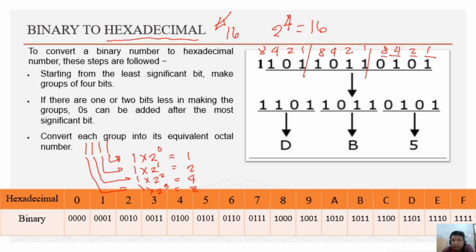So we add only the ones, because 0 multiplied by any number is 0. So 4 plus 1, we have 5. We have 8 plus 2, that's 10, plus 1, 11, which is equal to B. We have 8 plus 4, that is equal to 12, plus 1, 13, which is equal to D. So therefore, this binary number is equivalent to this hexadecimal value.